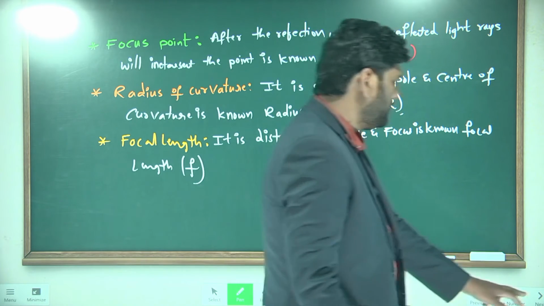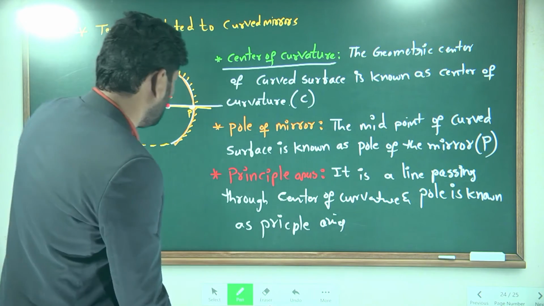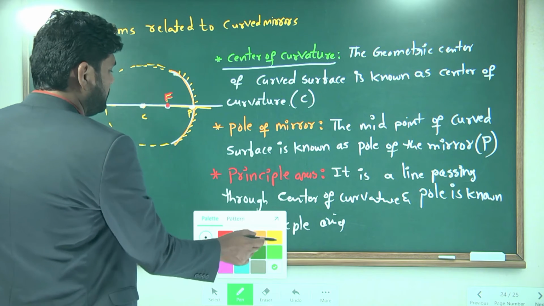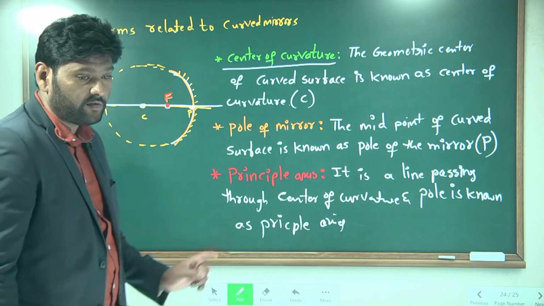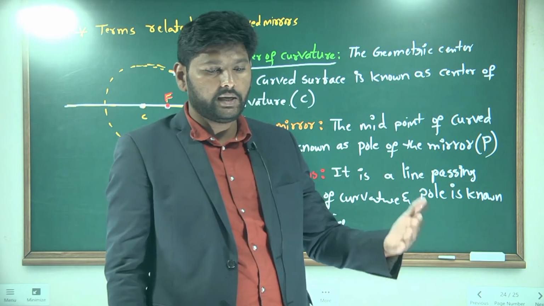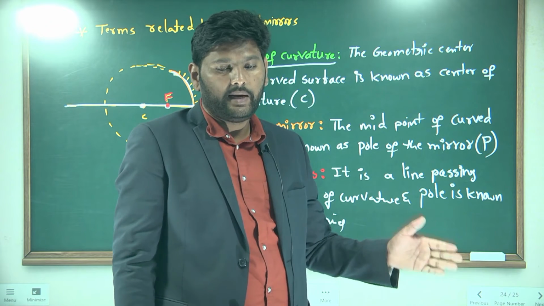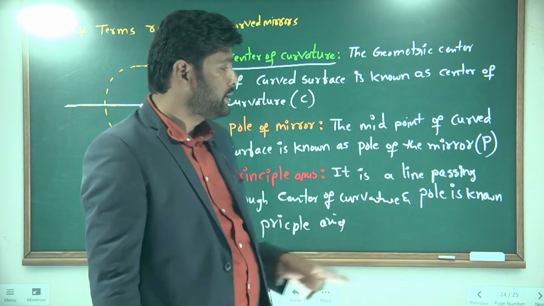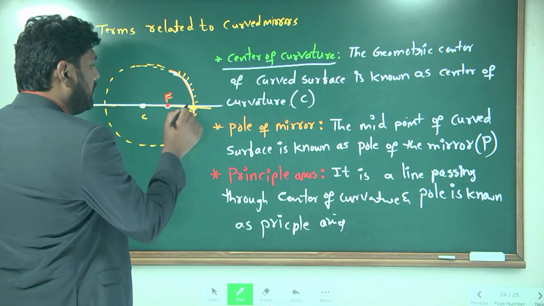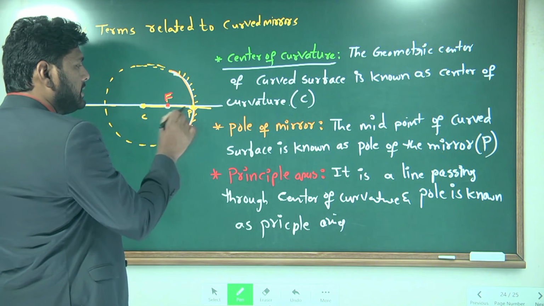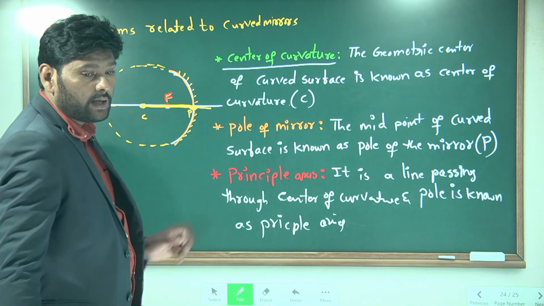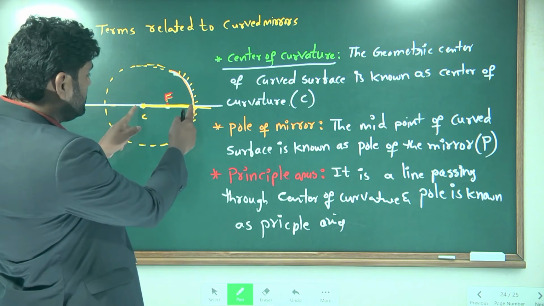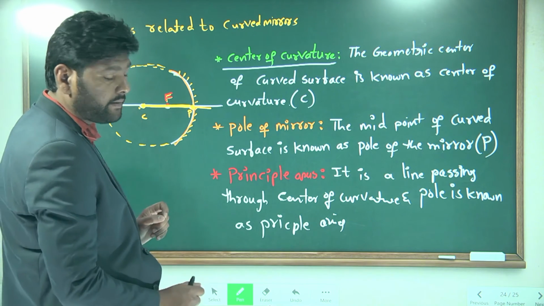So here, radius of curvature and focal length. Where can you show these two things? Look at here. First of all, what is meant by radius of curvature? See that and tell me. The distance between pole and center. See, this is a pole and this is a center. This distance is known as radius of curvature. Understand? This distance is known as radius of curvature.